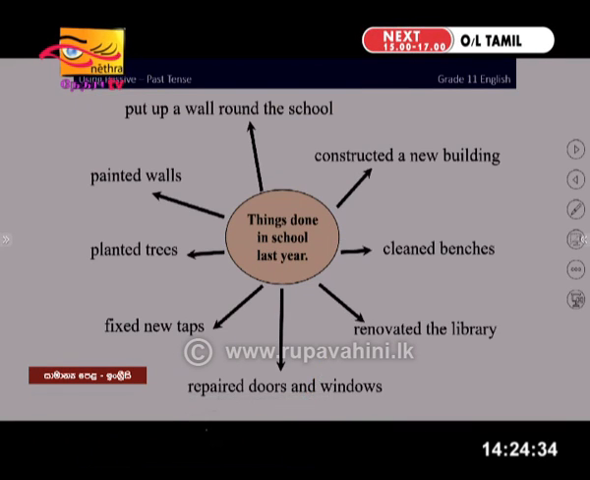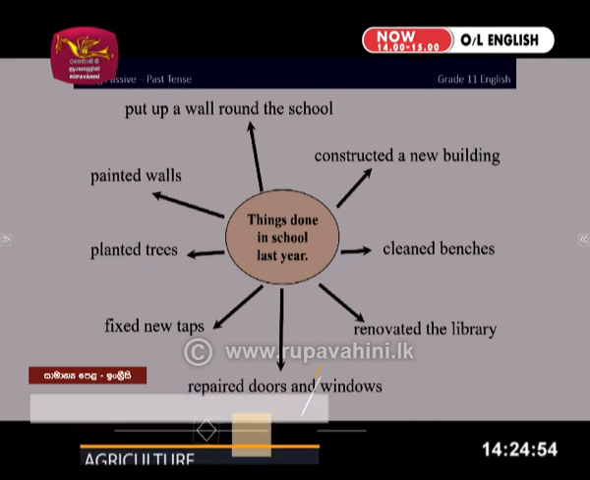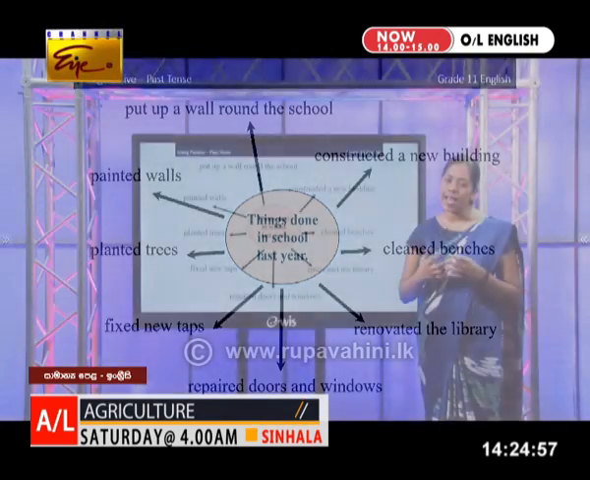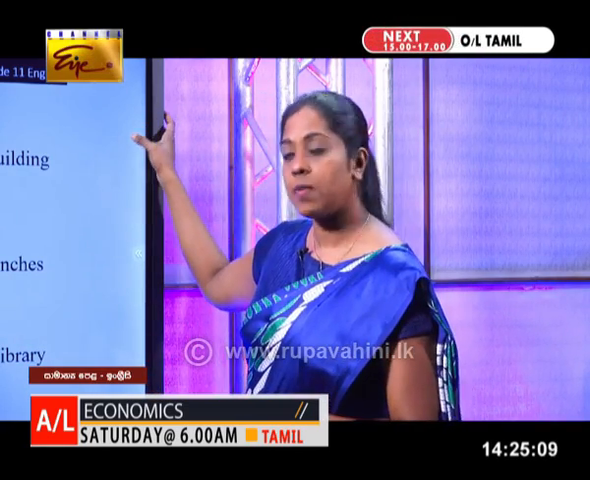Right, so this is how I have filled it. We constructed a new building. What else we did? We cleaned benches. We renovated the library. We repaired doors and windows. We fixed new taps. We planted trees. We painted walls, and we put up a wall round the school. So these are the activities we did last year in our school. Right? If you are to write these sentences or these actions in the passive voice, let's see how we can write them.